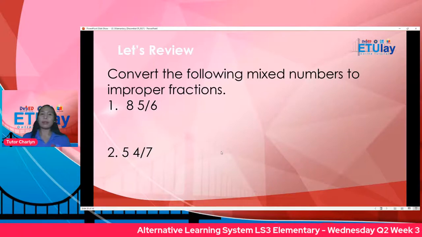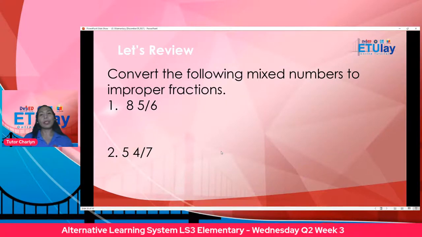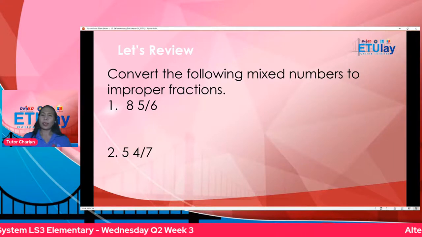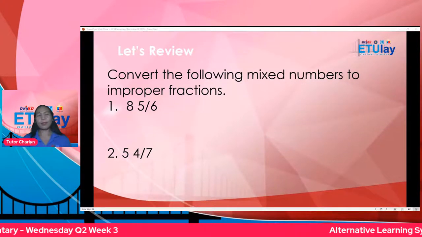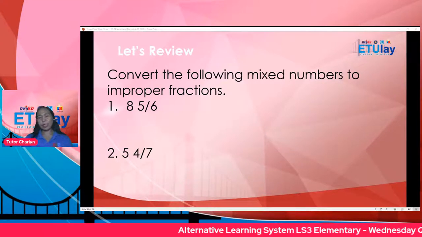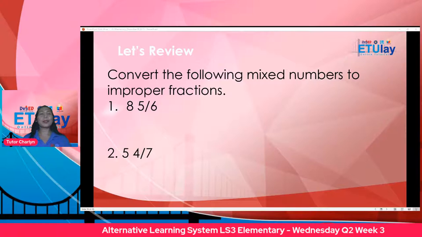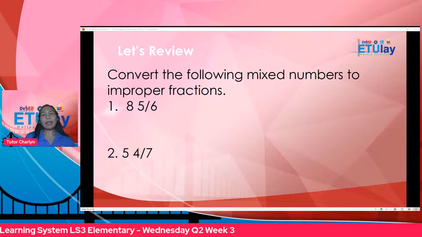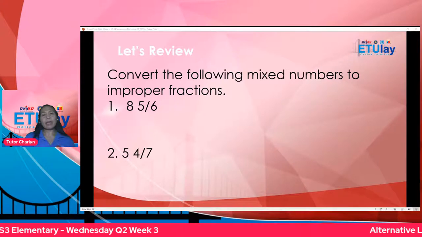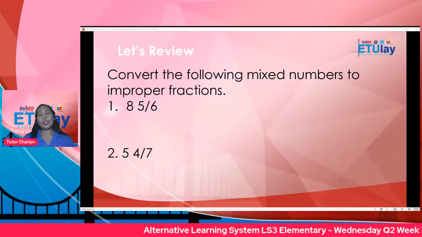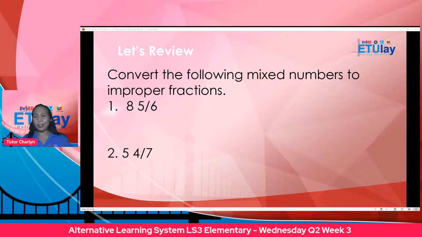Okay, this time, convert the following mixed numbers to improper fractions. Okay, paano nga ulit yon? 14 over 4, okay, remain 14 over 3, tama. Okay, dito, bawi tayo. So, the mixed number 8 and 5 over 6, and the number 2, we got 5 and 4 over 7. So, comment down your answer.